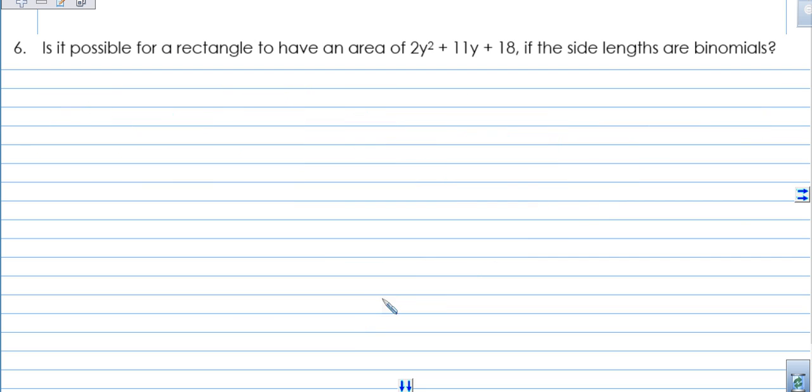Question 6. Is it possible for a rectangle to have an area of 2w squared plus 11y plus 18 if the side lengths are binomials? Okay? So basically this is a yes or no question, but you need to have proof anytime you have a yes or no question. Okay? So if we have the area and we want to know the side lengths, then we need to figure out what two things multiply together to get our trinomial, which is another way of saying we need to factor.